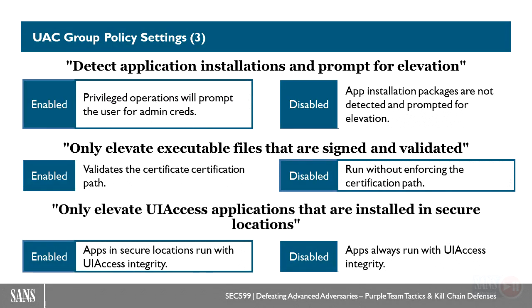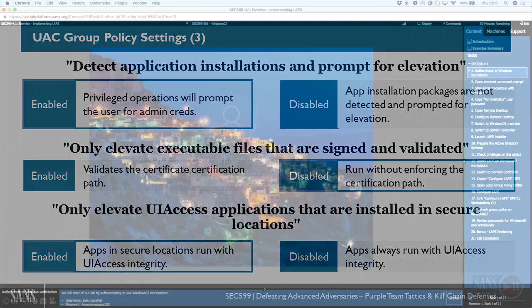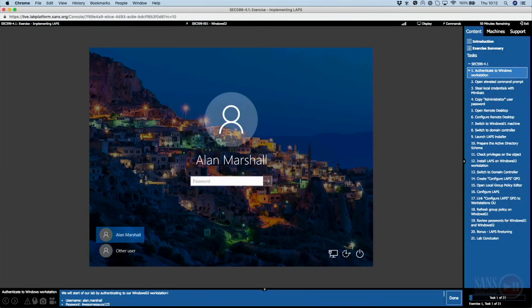Detect application installations and prompt for elevation. I never knew this one. I didn't know what it was. I accidentally found it, even before I knew that this was a setting in UAC. Allow me to demonstrate, because this is a really fun one to show. So I'm opening just our labs environment, which you're going to use to do some labs as well in the near future. Allow me to authenticate.